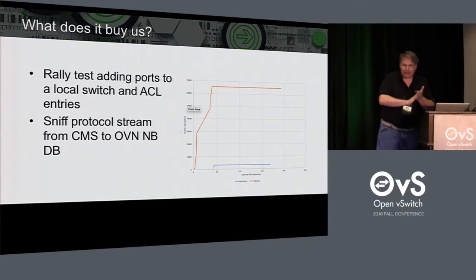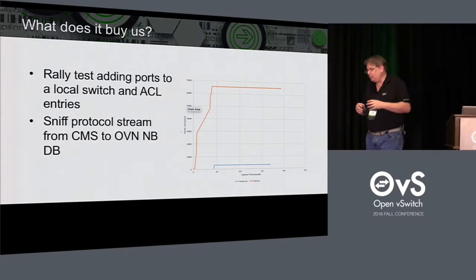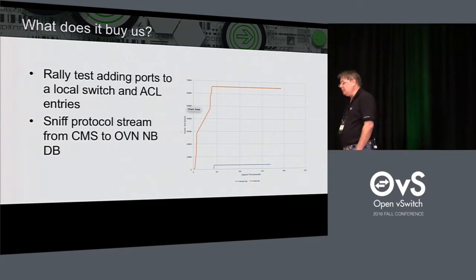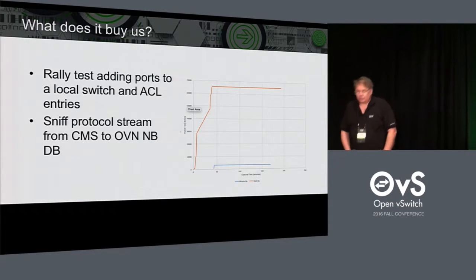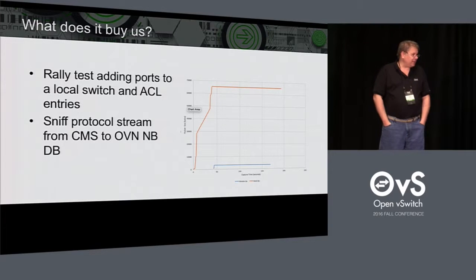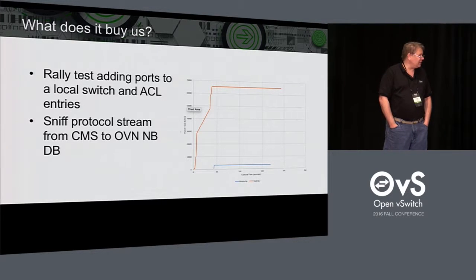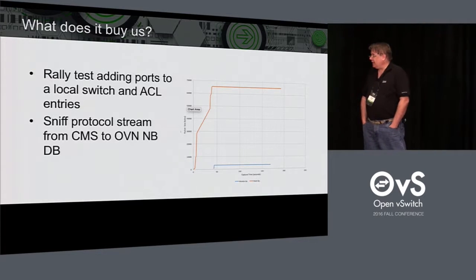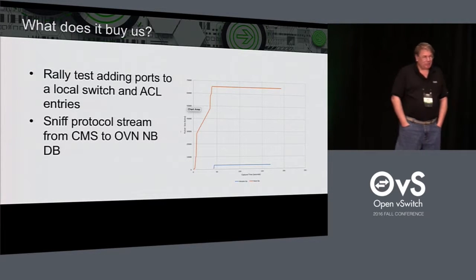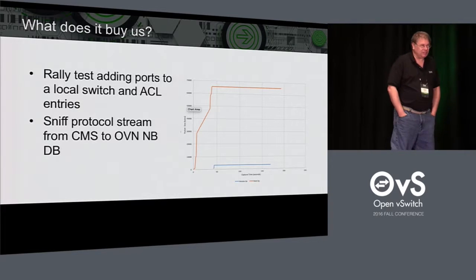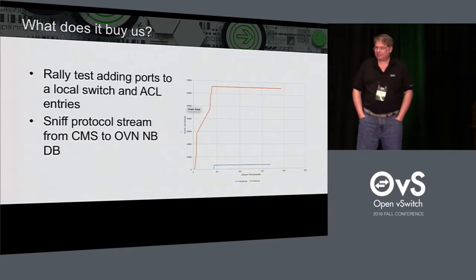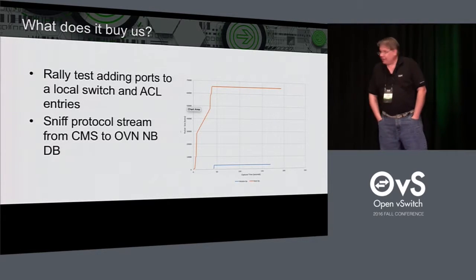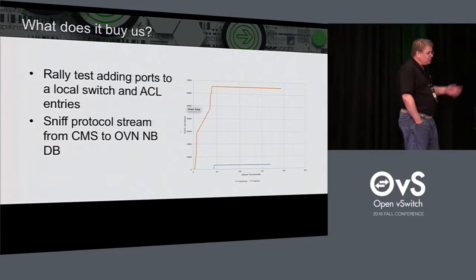So we basically ran a rally test, throwing a bunch of ports onto a switch, along with ACL entries, and we very quickly maxed out the first packet size to 65K with running the read modify write. That's, like I said, just the first packet. We actually got the message size up to somewhere around 2 meg before we realized that we could stop it and we were done.